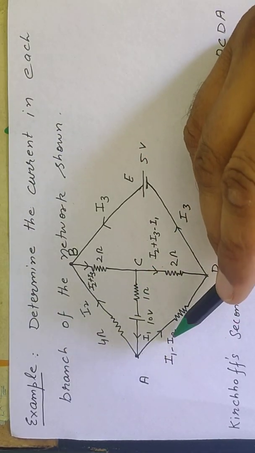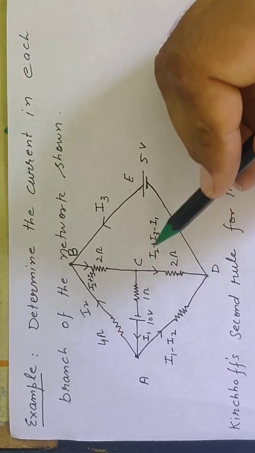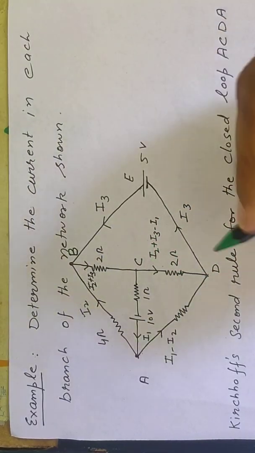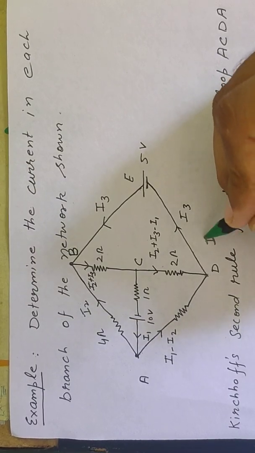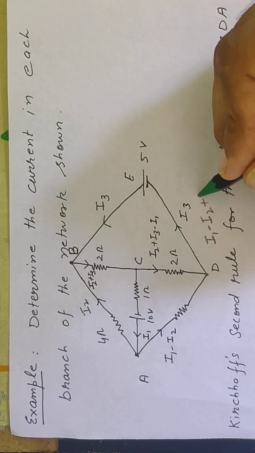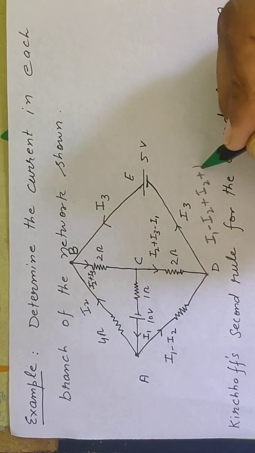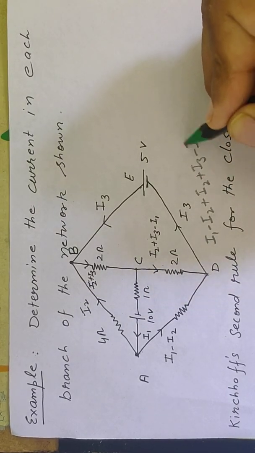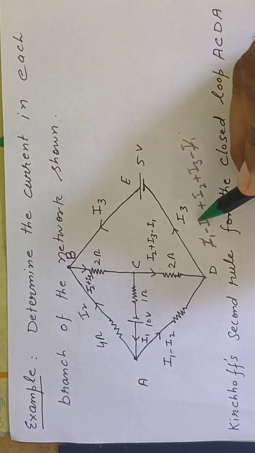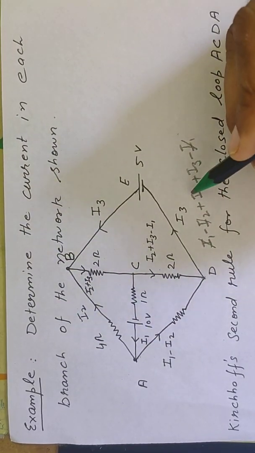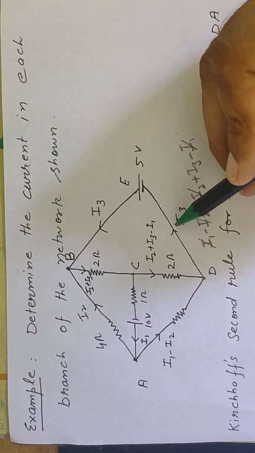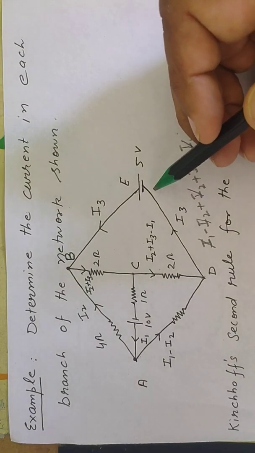Now here I1 minus I2 is coming, here I2 plus I3 minus I1 is coming, so we get I1 minus I2 plus I2 plus I3 minus I1. You see minus I1 plus I1, minus I2 plus I2, so it means here the current I3 is flowing.